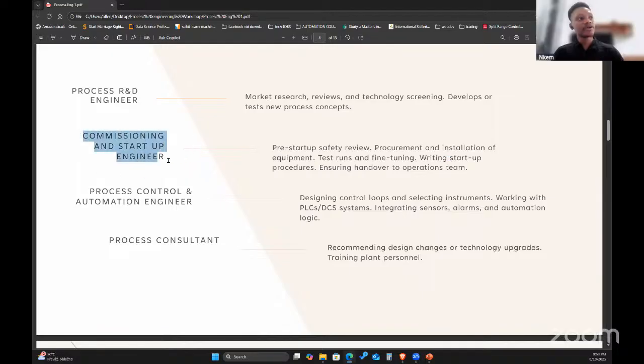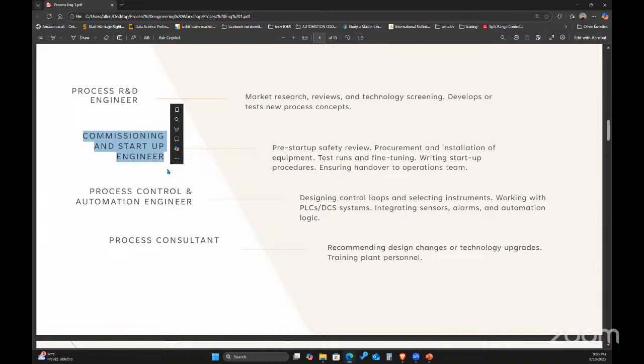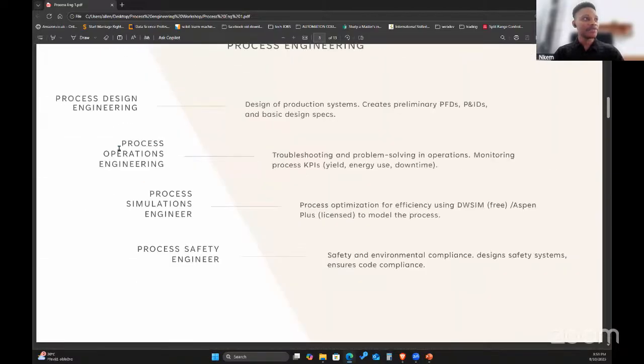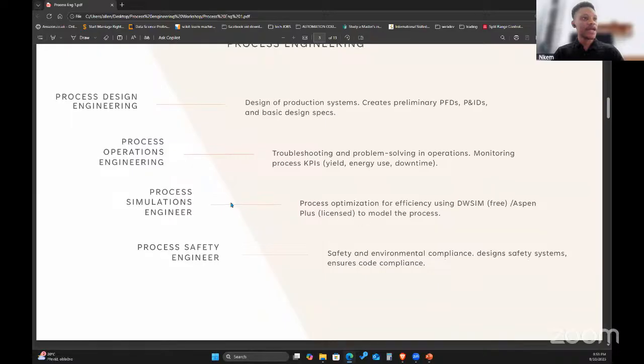And this role, you find it mostly in plants that have been down for a long time and then they want to start up again, or you find them in plants that are newly built and they want to start up. So before startup, they need the commissioning and startup engineer. But you need this experience to be able to go to that.